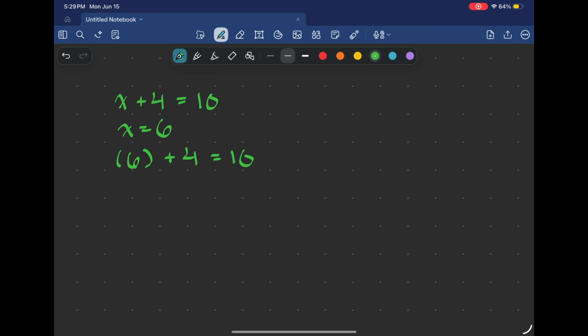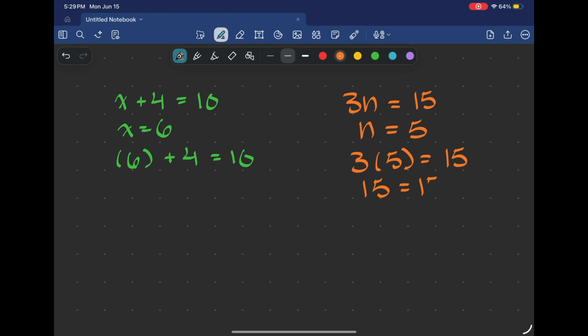Now we can have another equation, such as 3n is equal to 15. What would you say multiplied by 3 is equal to 15? 5, right? So n is equal to 5. We can substitute 5 in for n in this equation, and we can see that it is in fact 15. Therefore, n is equal to 5.